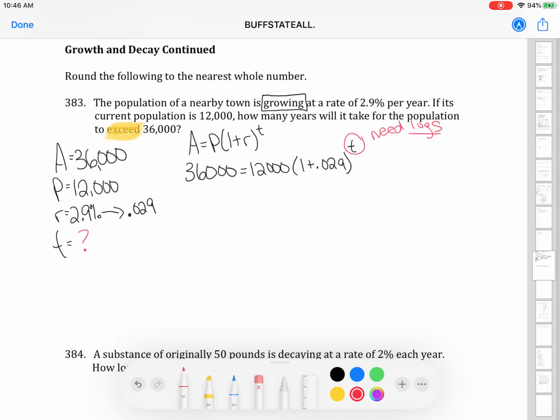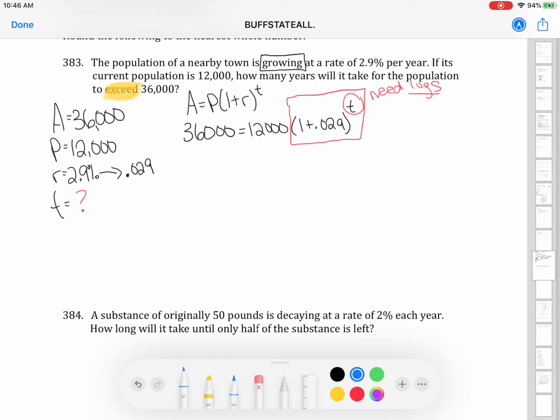Okay. Again, my variable is in the exponent, which tells me I need logs. You can't use logs until the number being raised to that t is by itself. So your first step is to get rid of the 12,000, and you do so by dividing because they're being multiplied. So divide both sides by 12,000. So these cancel out. 36,000 divided by 12,000 is 3, which again is a nice situation. I'm going to do what I did in the last one and just add these together because it's very simple to add those. It's just 1.029, and my t in the exponent comes down.